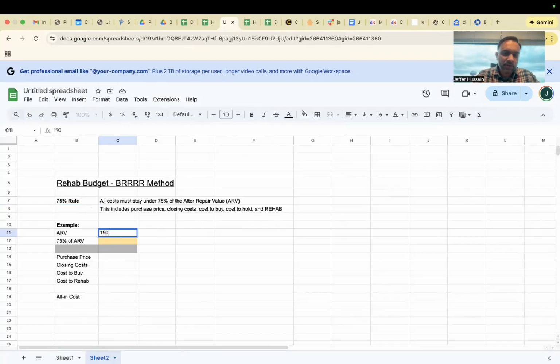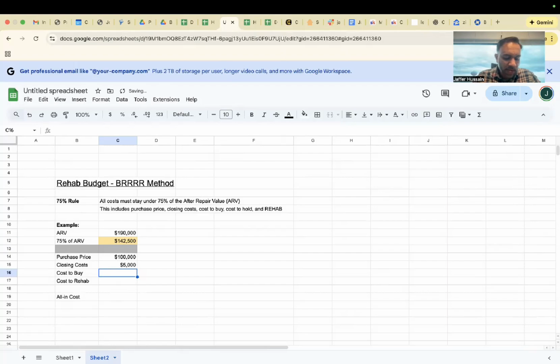Let's say the house has an after repair value of $190,000, and 75% of that is $142,500. Now let's say that you purchase this property at $100,000. And now let's go through some of the costs. Closing costs, typical for a purchase like this, are going to be $5,000.